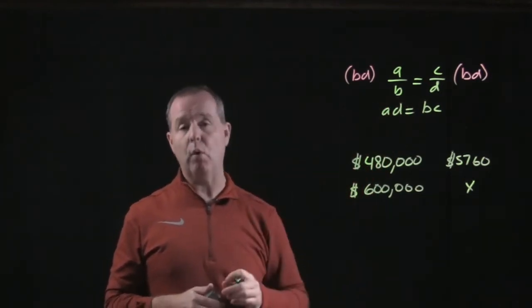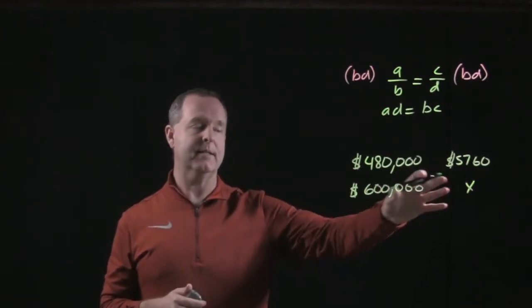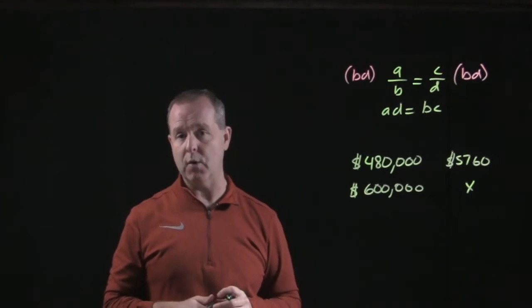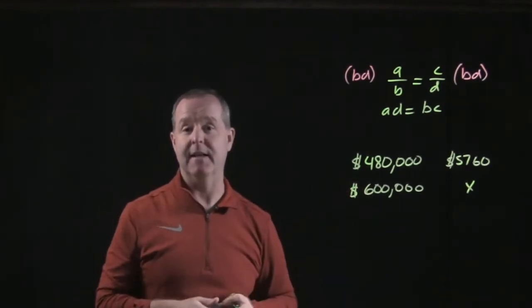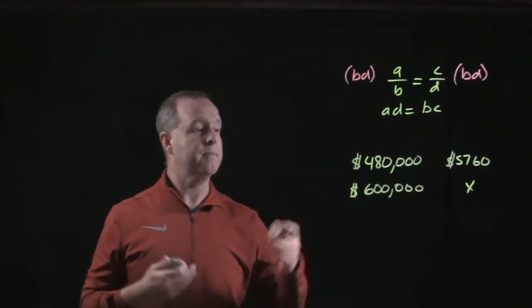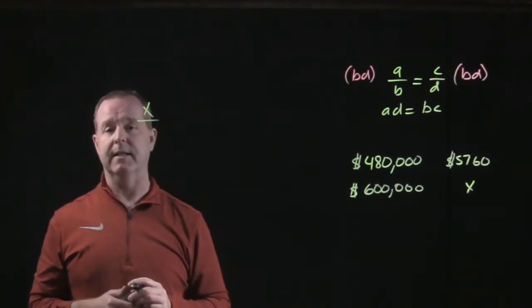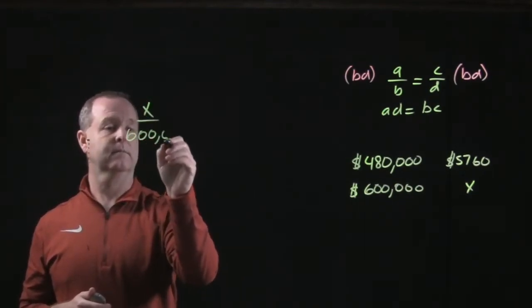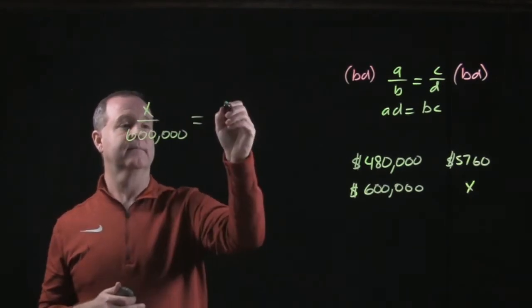So using the idea of proportions, I can develop a system that helps me understand what X is, or what the unknown is. And I use the language, this is to that, as this is to that. So first of all, this, let's just say, is the taxes, the unknown. This is to $600,000 as this is to that.